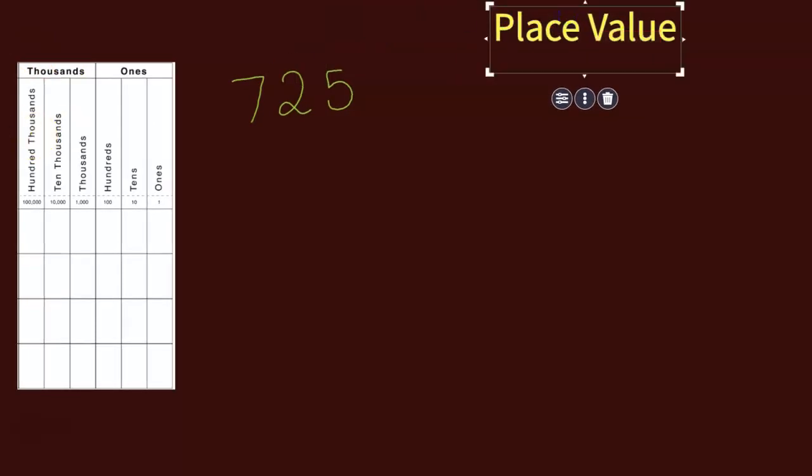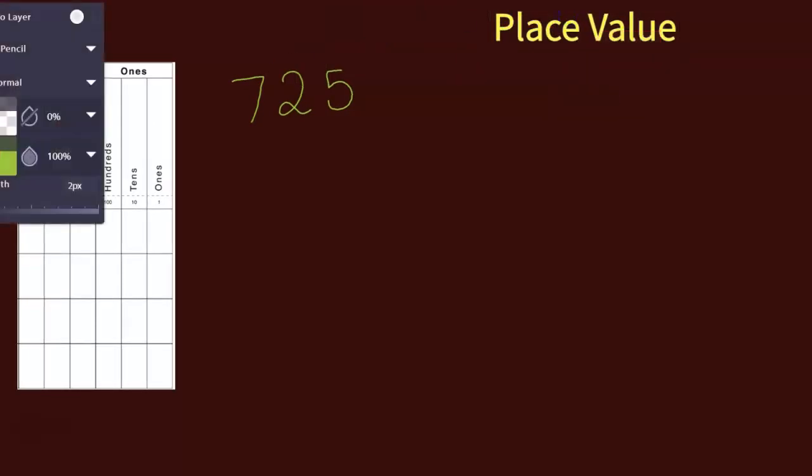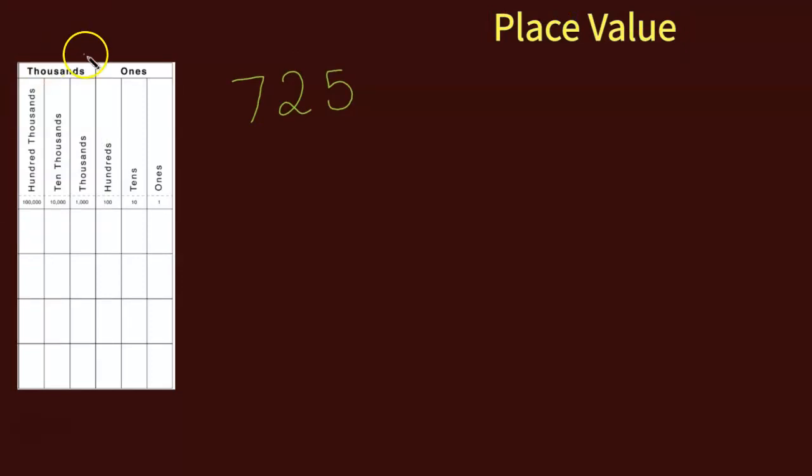Okay. So if you don't have a place value chart like this one over here, absolutely fine. I say always work with what you got. Do you have a pencil? Do you have a pen? And a paper? That's absolutely fine.